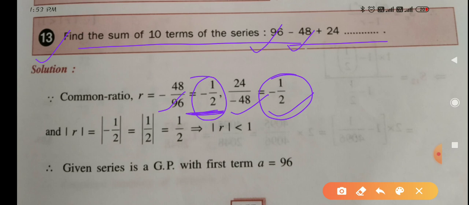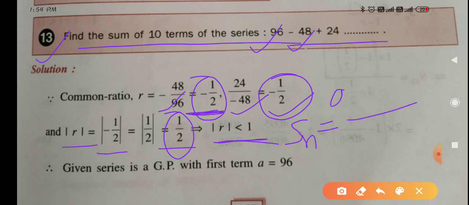And modulus of this common ratio, |r| equals |-1/2|, and the modulus of any positive or negative number is always a positive number, so it will come 1/2, and 1/2 you know very well it is less than 1. When it is less than 1, then you will apply the formula Sn equals a into (1 minus r to the power n) upon (1 minus r).